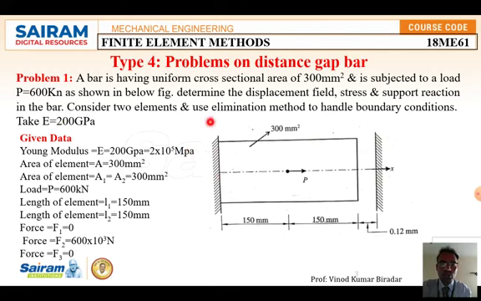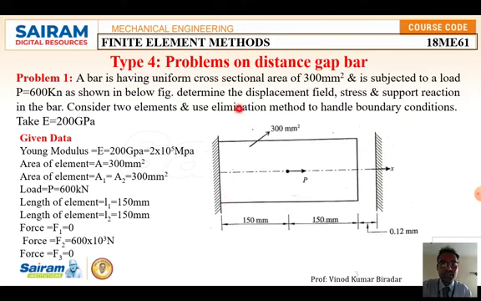Look at the diagram here and observe. They have given one bar element, and this bar element is fixed at a distance of 0.12. This end is fixed. Exactly at the middle they are applying an axial force of P equal to 600 kilonewton, with capital N and small k. The area of the element is 300 mm square. The length of the first element is 150 and the second element is 150. The gap between this element and the fixed end is given as 0.12. Calculate the displacement.